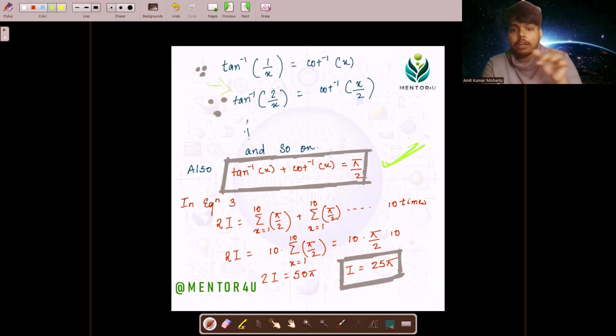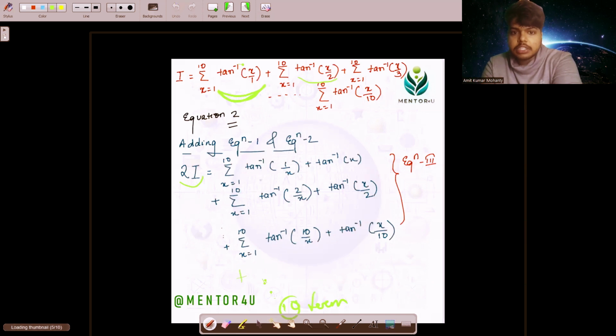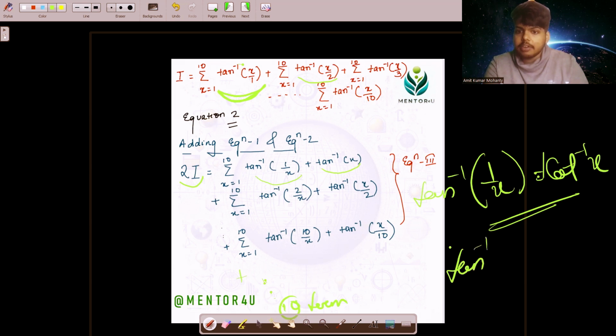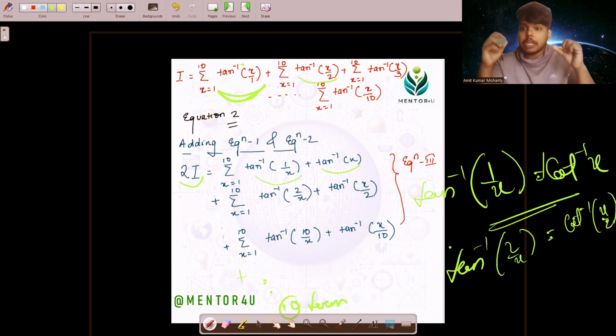Now, switching back to our original question. In this situation, we have tan inverse 1 upon x plus tan inverse x. Can I write this tan inverse 1 upon x as cot inverse x? What will be my new answer? According to my identity, it will be cot inverse x. Clear? For each and every term, if I write it down, tan inverse 2 upon x will be cot inverse x by 2. Clear? Now, in this particular term, what will happen?